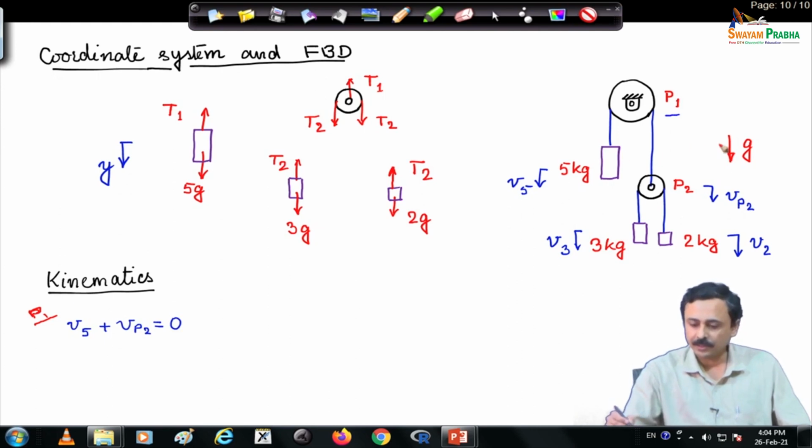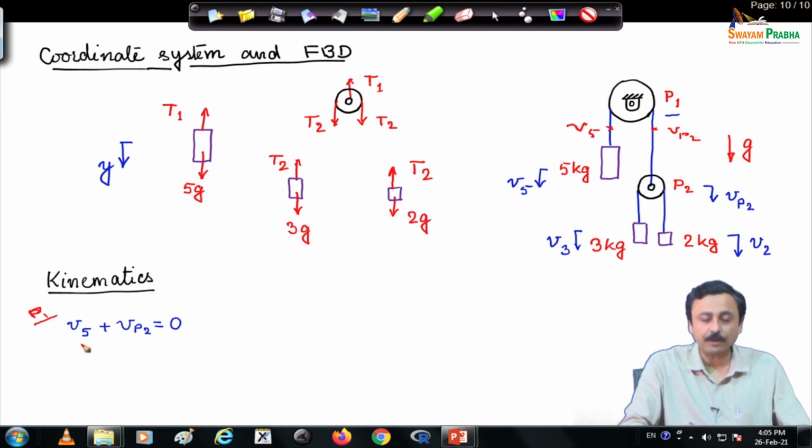Velocity, you see velocity of this point and this point is what we look at. This point velocity is the same as V5 and this point velocity is Vp2. Therefore, V5, velocity of body 5, plus velocity of P2 must be equal to 2 times velocity of P1. Now, velocity of P1 is 0 because it is fixed. This relation we had derived earlier. So, this is one relation.